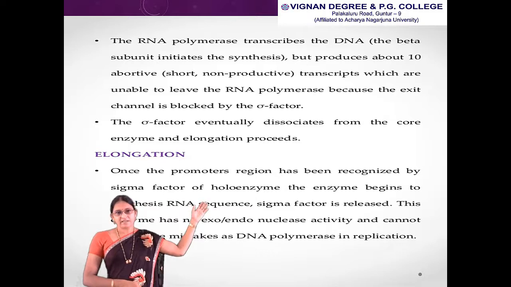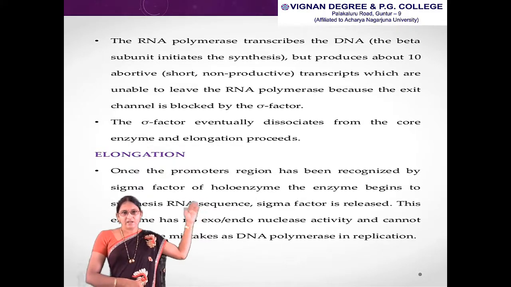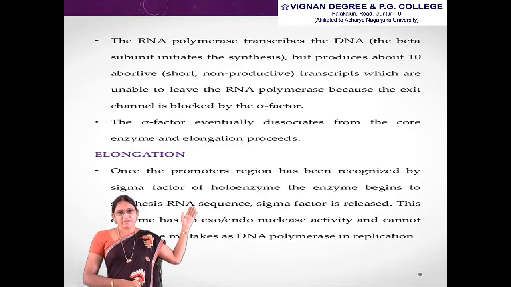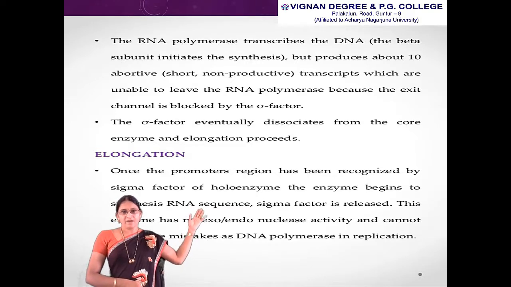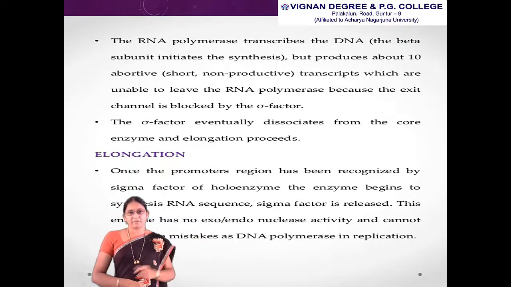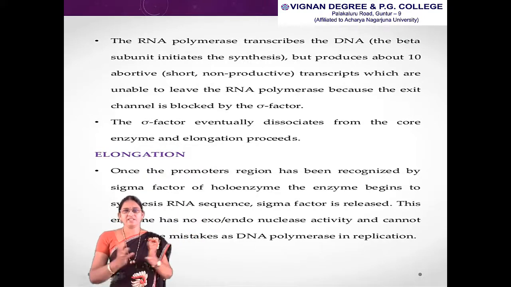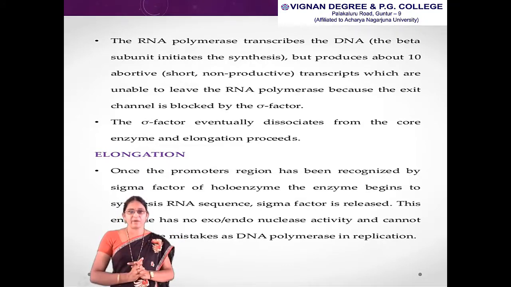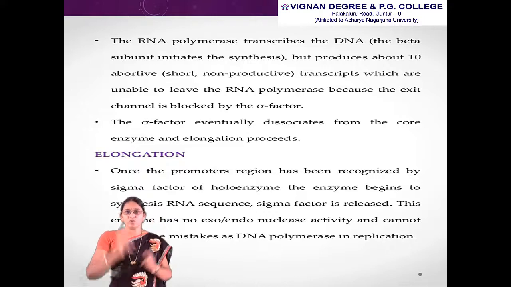The RNA polymerase transcribes the DNA, especially transcription is achieved by beta subunits in the core enzyme, but they produce about 10 transcripts which are unable to leave the RNA polymerase because the exit channel is blocked by the sigma factor. So RNA polymerase initiates the synthesis, but the transcripts are abortive transcripts. Why? Because RNA is unable to displace from the DNA because the exit channel is blocked by sigma factor. Thereby, the sigma factor must be released to release the transcript. Then only the elongation proceeds.